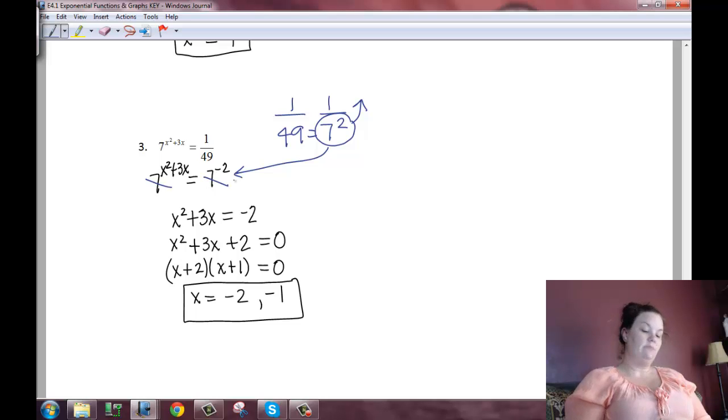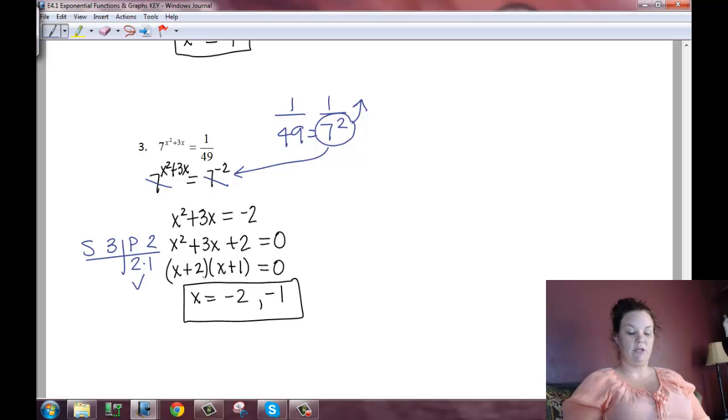My 7's are the same, so I can drop them, and I'm left with x squared plus 3x equals negative 2. Now in this case, I have an x squared. So you have to use the quadratic formula or factoring to solve. So I move my 2 to the other side. Here I can do sum product because I need a sum of 3 and a product of 2, which is 2 and 1. And since my leading coefficient is a 1, these are my factors. This factors into x plus 2 times x plus 1, which when I solve each of these will give me negative 2 and negative 1.